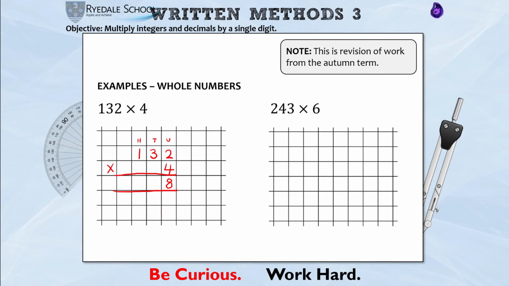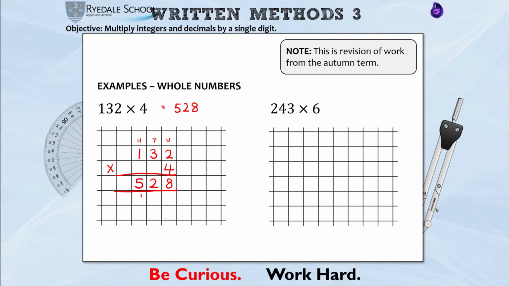Remember, when you get a number bigger than 10, you carry into the next column. So for 12, it is 2 and carry the 1 into the next column. There is my 12 reading diagonally. And then finally for the hundreds, it is 1 times 4, which is 4, add the 1 is 5. So the answer to 132 times 4 is 528. And this is the sort of layout that I would be expecting to see for every question today.